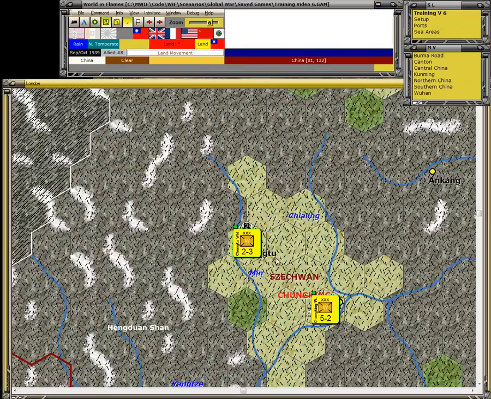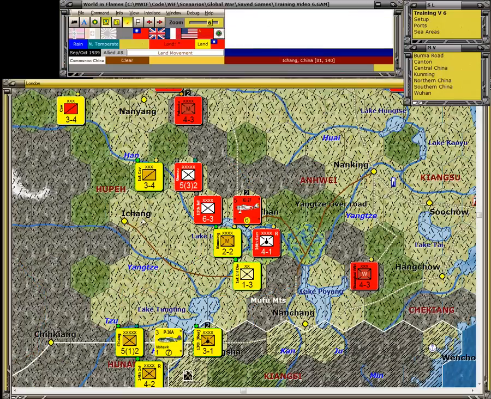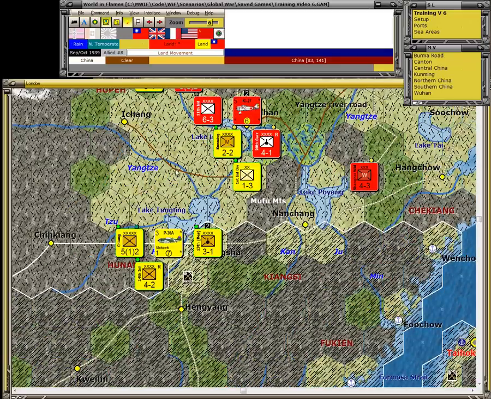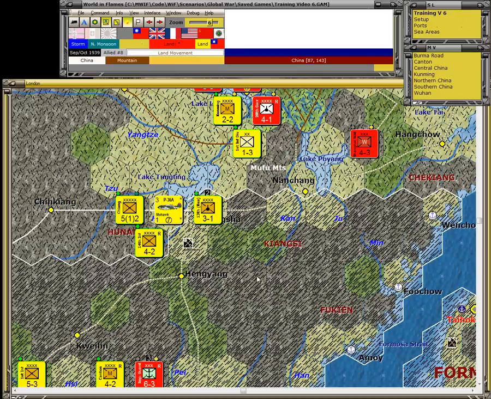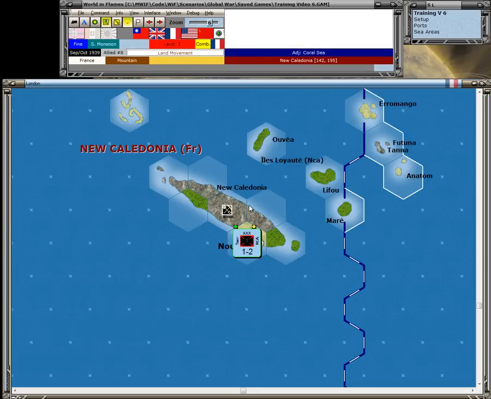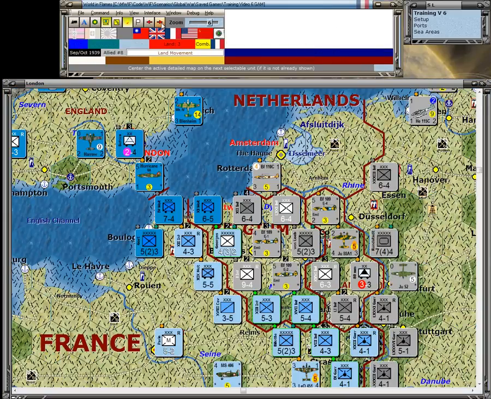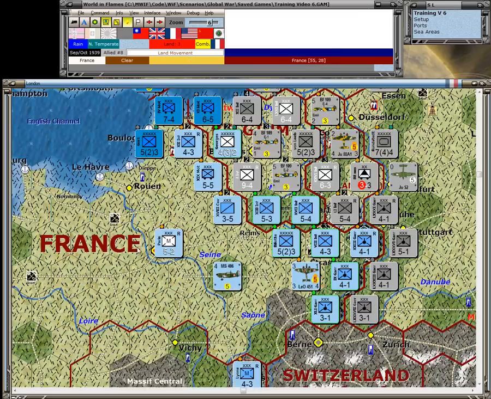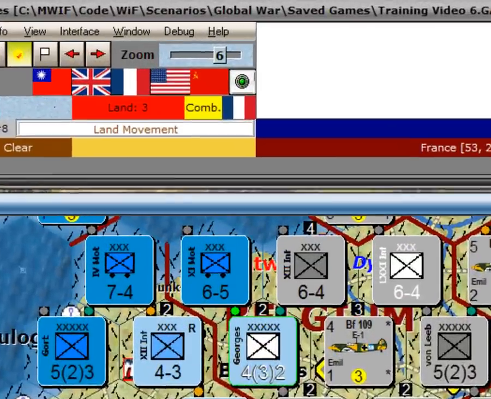And we now are in the middle of China, and we can cycle through the Chinese units that are available for movement. We can see that it's raining in the North Temperate, and in the North Monsoon it's storm, very heavy rain. We can go back to France and look at the French units. They have a unit that is in New Caledonia that could move, but most of the French units that can move are in France proper on the front line against the Germans.